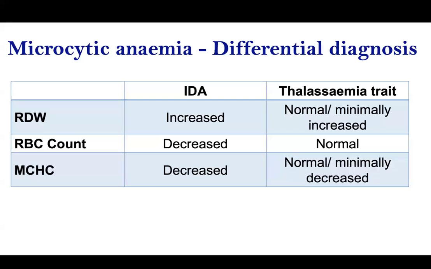Your full blood count will also help to roughly make the differentiation, but I wouldn't recommend going purely by the full blood count. But for your knowledge, in iron deficiency anemia, the red cell distribution width is increased, red blood cell count is reduced, and MCHC is reduced, whereas in thalassemia trait, your red cell distribution width is normal. Red cell count is generally normal, and MCHC is also normal. But this differentiation is not very robust, so you don't generally go by this.